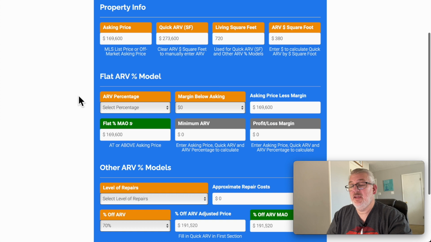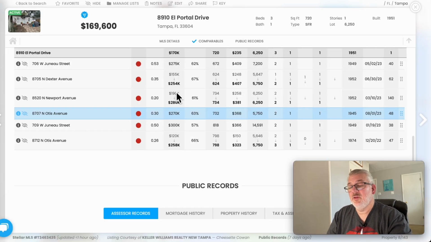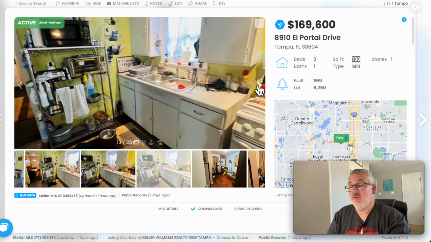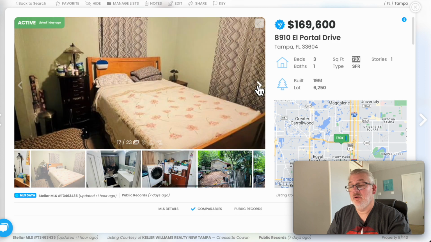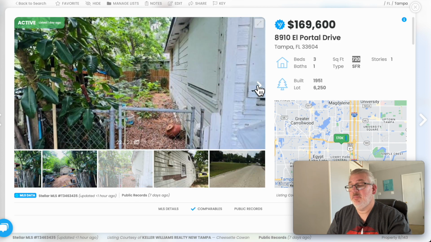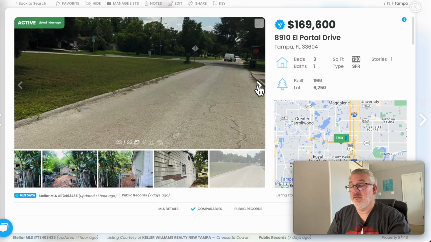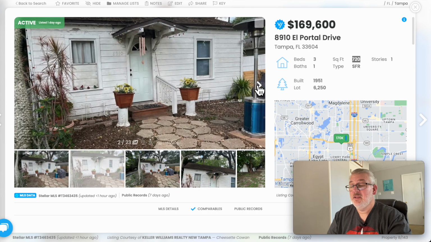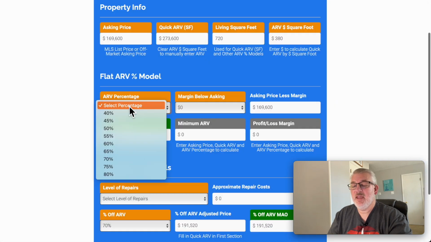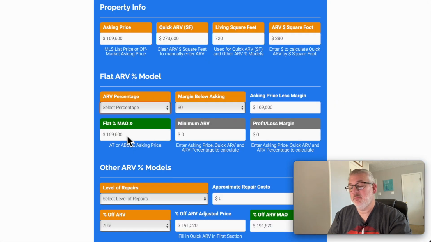The next thing, for the flat percentage ARV model, let me go back and look at the pictures for a second. The inside of this property isn't awful. I did look through it a little earlier, but as you'll see in a second, the outside landscaping and the outside of the property need some help. So I'm going to say this is probably a basic rehab, maybe a little bit more than that. I'm going to put the ARV percentage at about 55%.